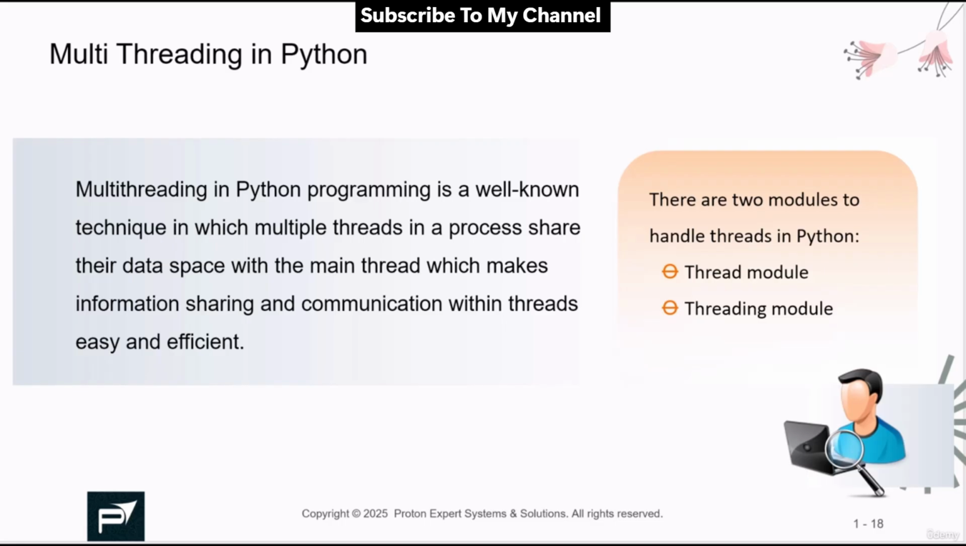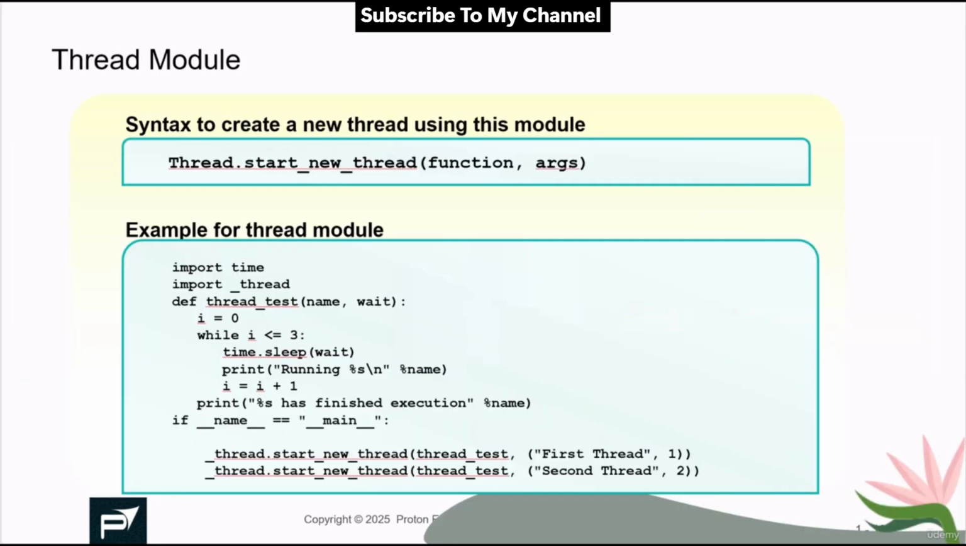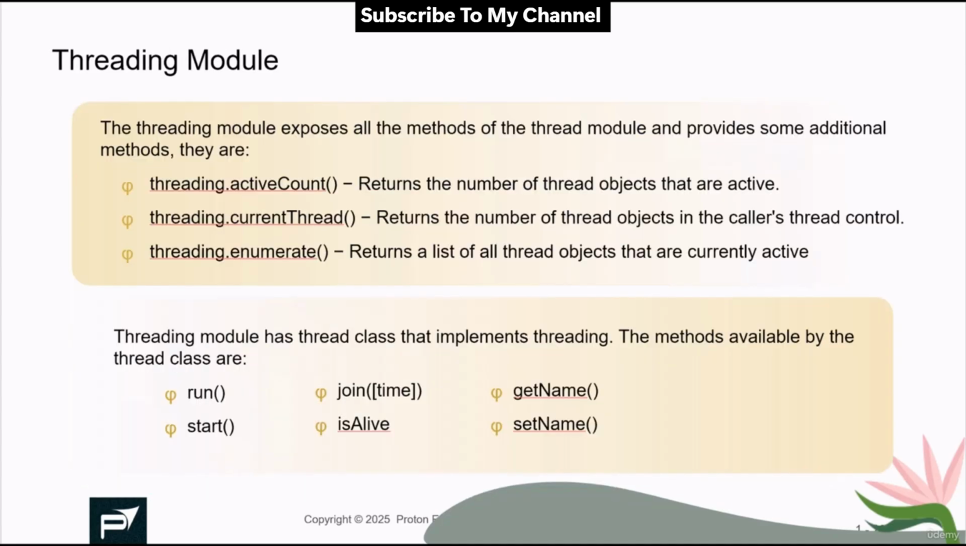We'll look into the syntax of thread module. The syntax to create thread is thread.start_new_thread with function and arguments. And you can see the example of thread module. Let's see what is threading module. The threading module exposes all the methods of the thread module and provides some additional methods.